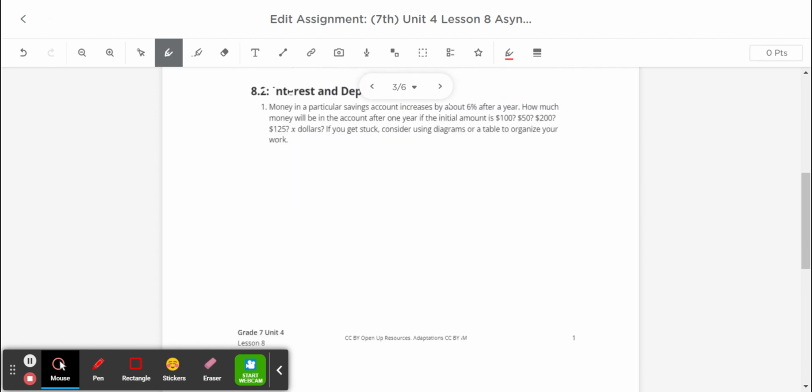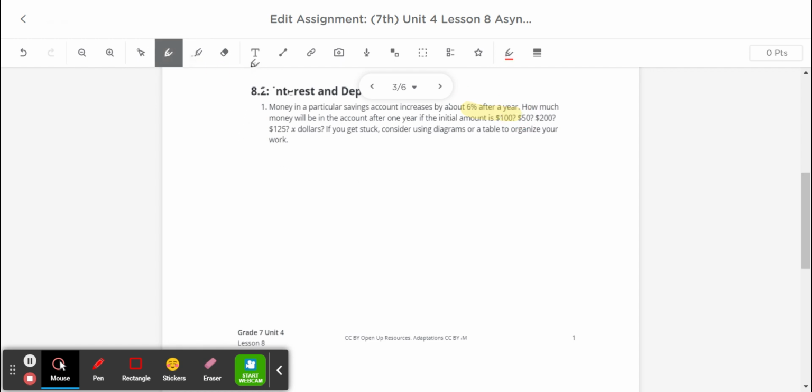8.2 says money in a particular savings account increases by about 6% after a year. How much money will be in the account after 1 year if the initial amount is $100, $50, $200, $125, X dollars? Well, let's think it through. We need to calculate 6% of each of these values.